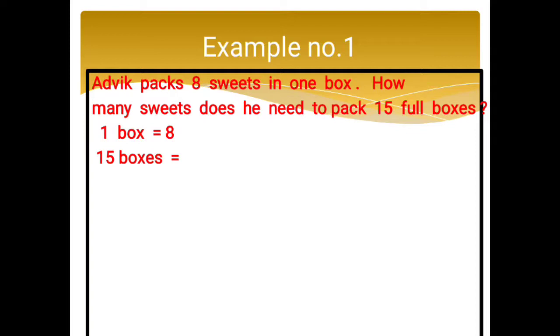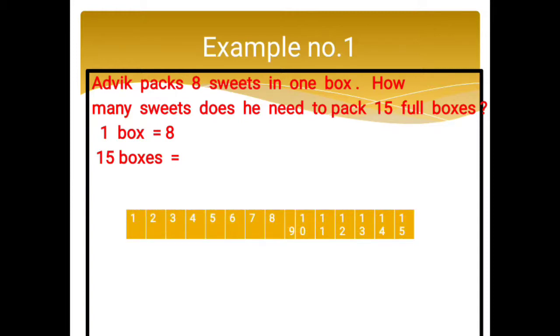So when you see this type of problem, you can easily understand this is a problem of multiplication. You can see here, Advik packs 8 sweets in one box. It means one box is given and the question is asking about how many boxes? 15 boxes. So in one box, how many sweets? 8 sweets. And the question is asking about 15 boxes. It means you multiply 15 into 8.